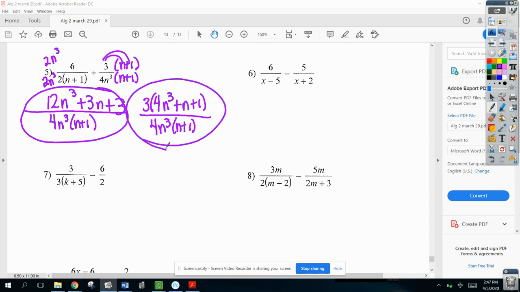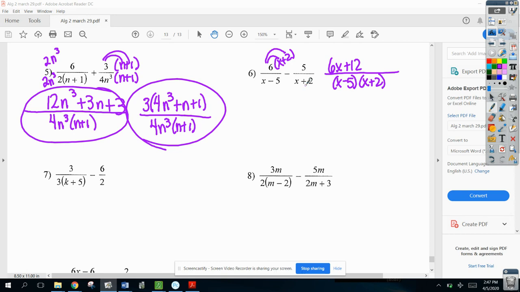The next guy was just like the last time. We have x minus 5 times x plus 2. The first fraction has the x minus 5, so it needs the x plus 2. If we distribute, we get 6x, and if we distribute, we get plus 12.